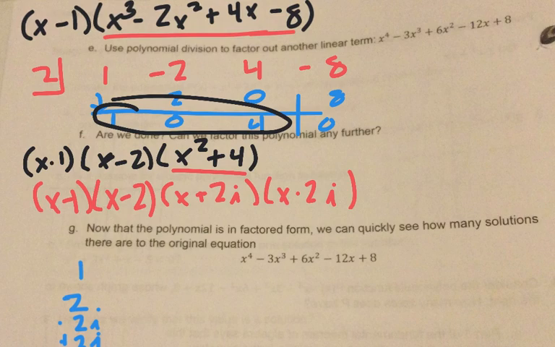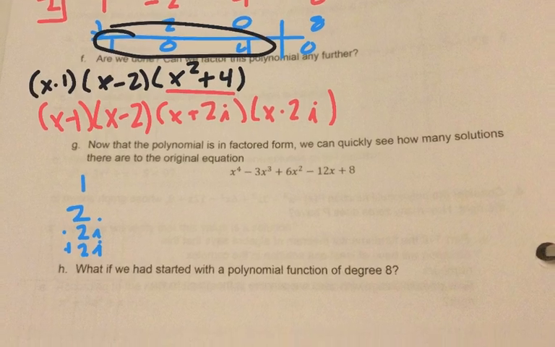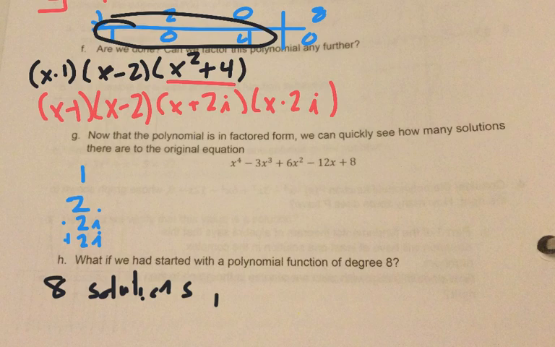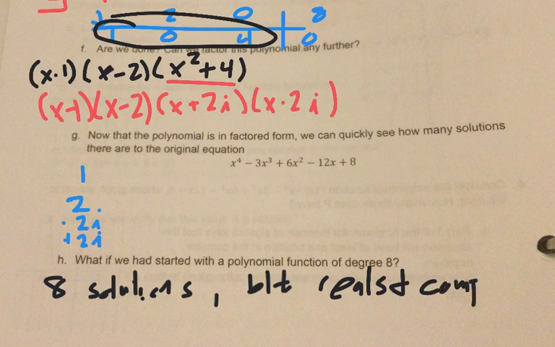So H says, what if we had started with a polynomial function of degree 8? How many solutions would we expect? We would expect 8 solutions between the reals and complex.